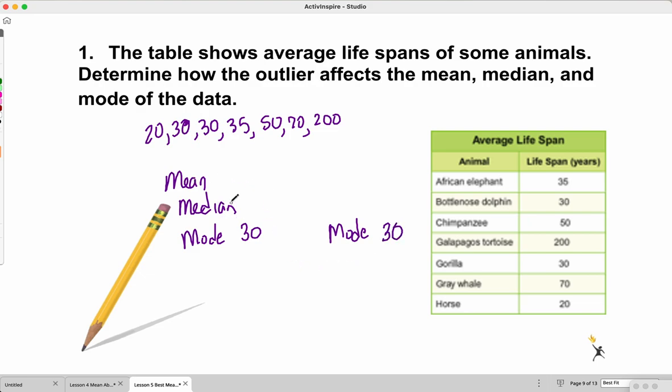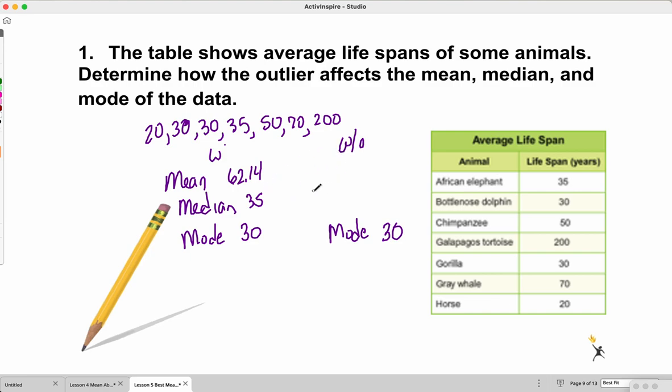Our median would be right here, it'd be 35 with the outlier. Okay? Without the outlier, let's figure out what our mean is. So we go ahead and put all this together: 20 plus 30 plus 30 plus 35 plus 50 plus 70 plus 200. Helps if I can type correctly on my calculator. 435 divided by 7 puts our mean at 62 and 1/7 years.